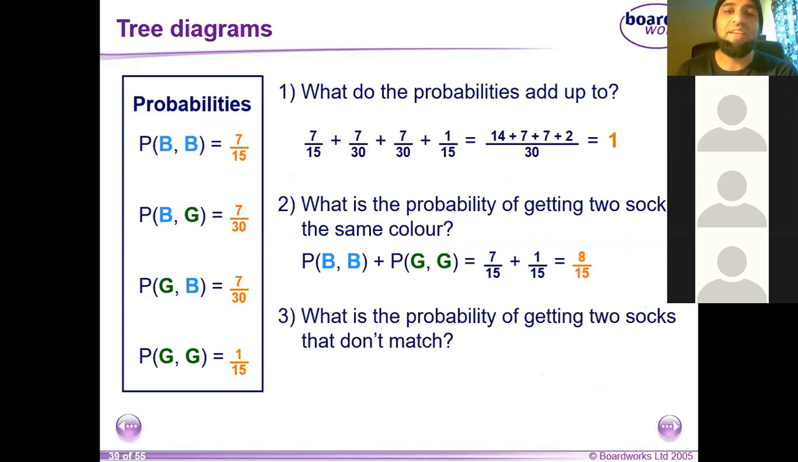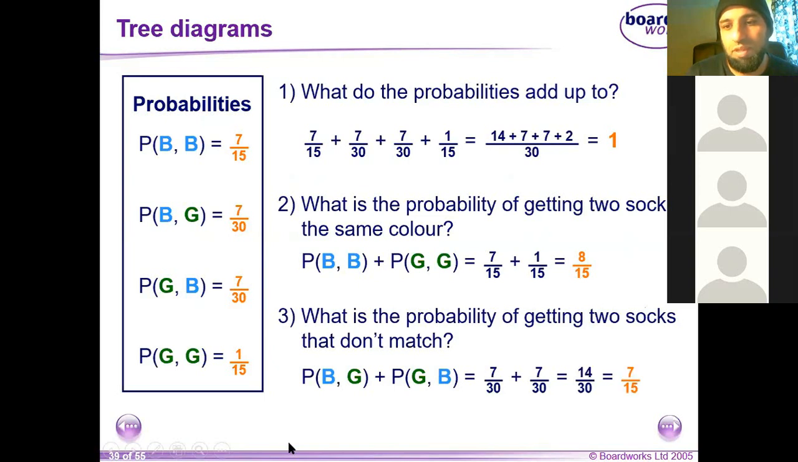So what is the probability of getting 2 socks that don't match? So we're looking at 2 different branches. This one and that one. Meaning we add this to that. Very easy. And done. Now I'm going to ask you guys, do you want a 5-minute breather?